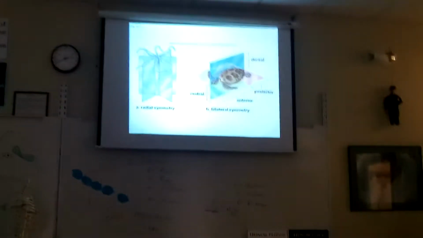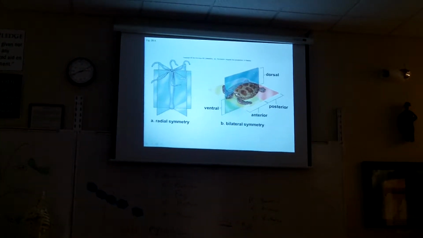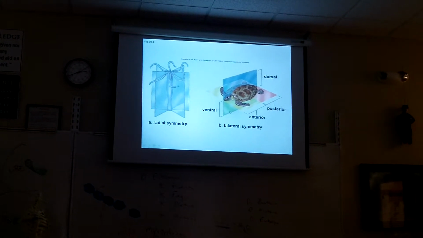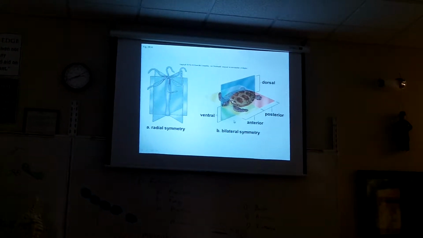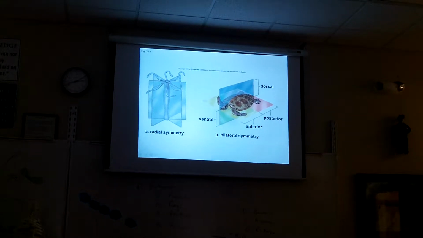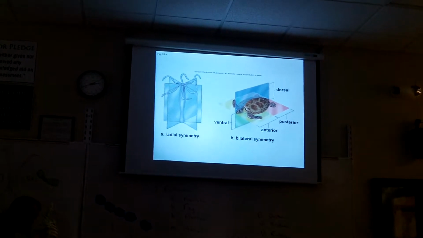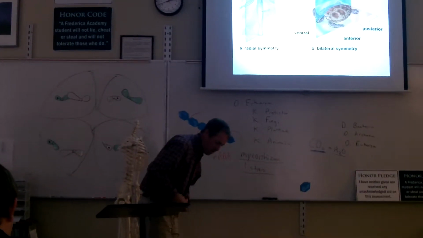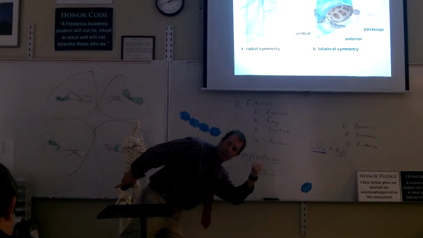Now, whenever you have an organism that has bilateral symmetry, you're going to have some words that describe it. You got to know these words. Dorsal is on the back, ventral is on the front. Anterior is toward the head, posterior is toward the tail. The dorsal, you ever heard of the dorsal fin on a shark? It's on the back. Ventral's the stomach side. Posterior is usually toward the butt. Anterior toward the head.